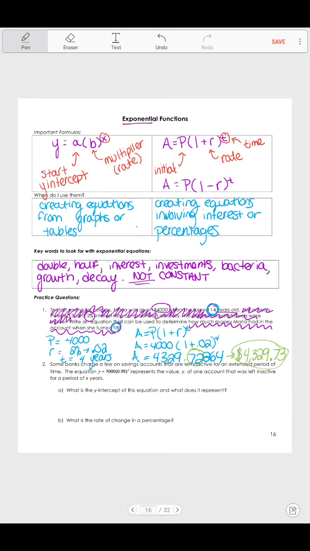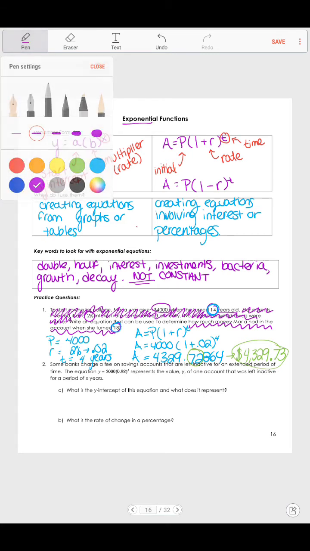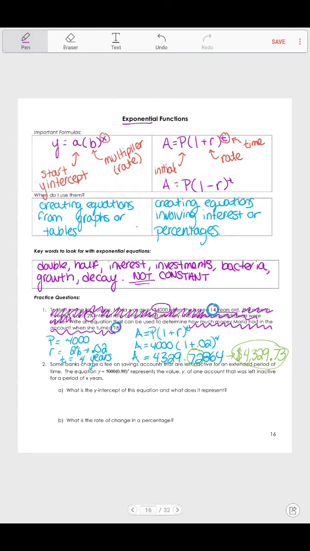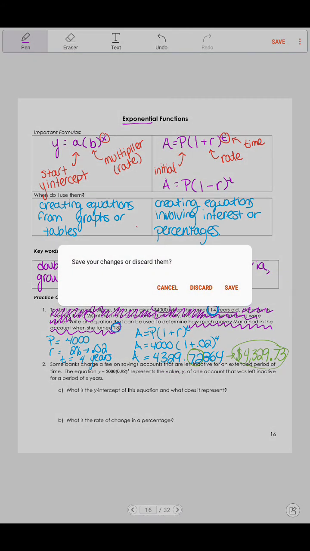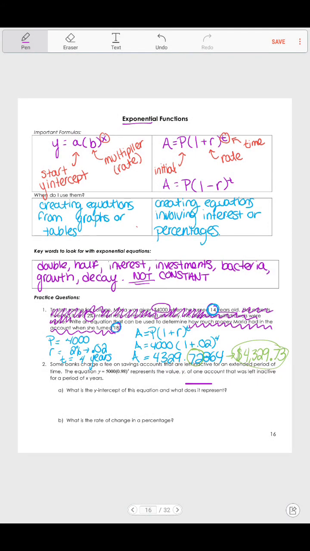Okay. Next question. Some banks charge a fee on a savings account that is left inactive for an extended period of time. The equation is represented here. Y represents the value in the account that was left inactive, and X represents the years. So when they ask what is the y-intercept and what does it represent, we're talking about this number.